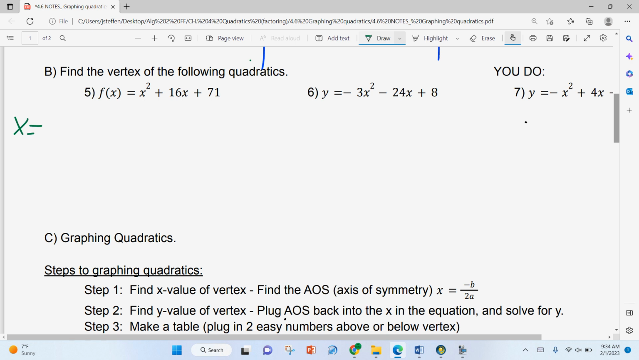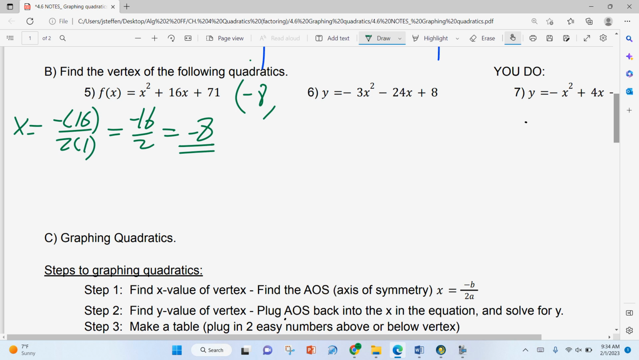Find the axis of symmetry, so -16 over 2 times 1. That's -16 over 2, which is -8. In this order, I always go wherever I'm putting my answer, and I put that in for my x value. You don't have to, but a lot of students forget by the time they put one number, and they don't realize it's an ordered pair. Your vertex has to be an ordered pair. Have an x and a y.